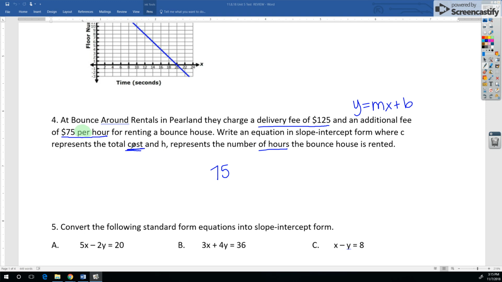So I'm multiplying by H, where C is the cost and H is the hours. Then there's a delivery fee. Well, that only happens one time. So that's my y-intercept. And they said this is total cost.